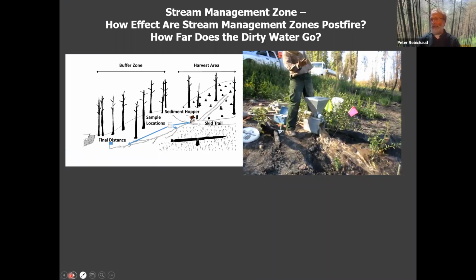Another experiment that we've done is to look at stream buffers, how important and how well the stream buffers really work. So with that, we designed an experiment where we look at the ability of a buffer to drop out sediment in the post-fire environment. So here's a harvest unit. Here's my buffer that just got burned up in a fire, high severity fire, let's say, for an example, or a low severity fire. And if I add the dirty water that we expect to come off of the skid trails down this area that had been harvested, and we add that down into this buffer, is it going to reach the stream? And if so, how much sediment is going to reach that stream? So we designed an experiment to be able to do that.